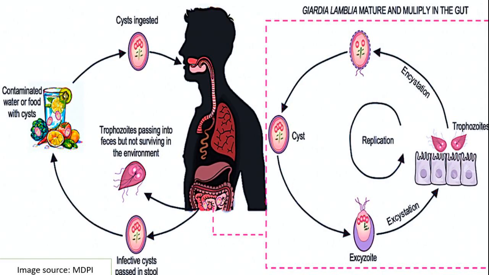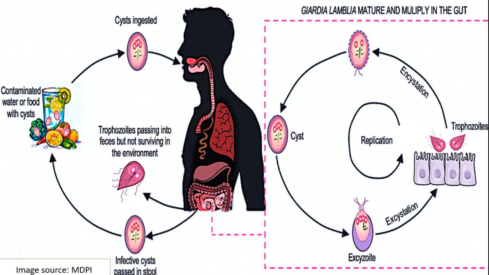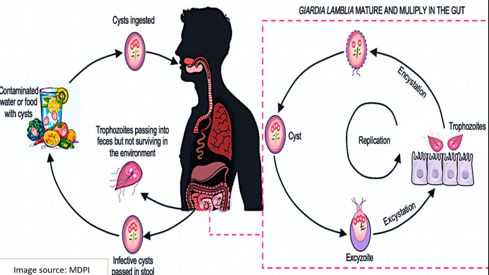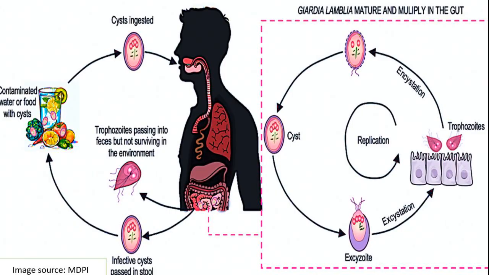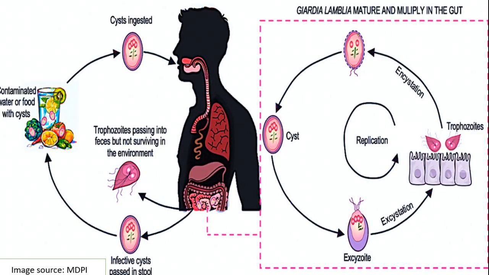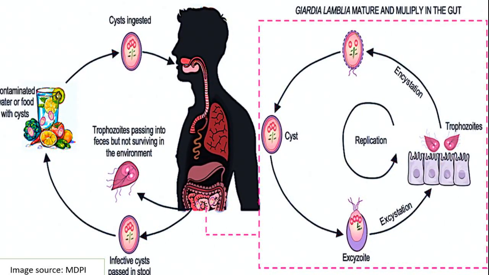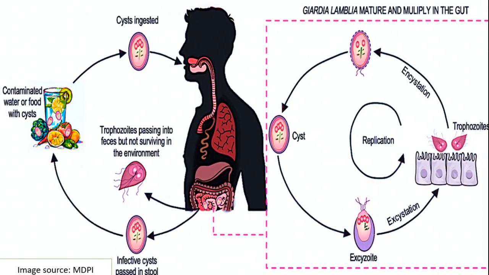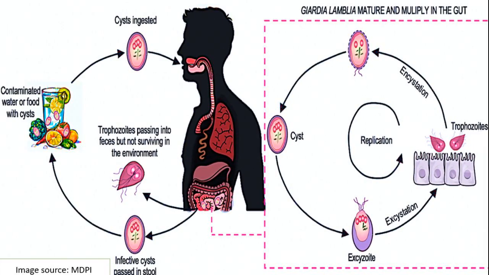The life cycle of Giardia lamblia has two main stages, the cyst and the trophozoite. Infection begins when a person ingests cysts from contaminated water, food, or surfaces. In the small intestine, the cysts transform into trophozoites, which attach to the intestinal lining and multiply. Some trophozoites form cysts again and are passed in the feces.